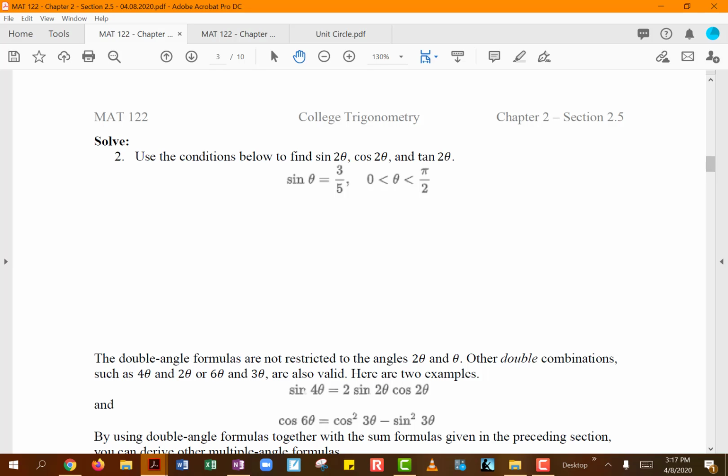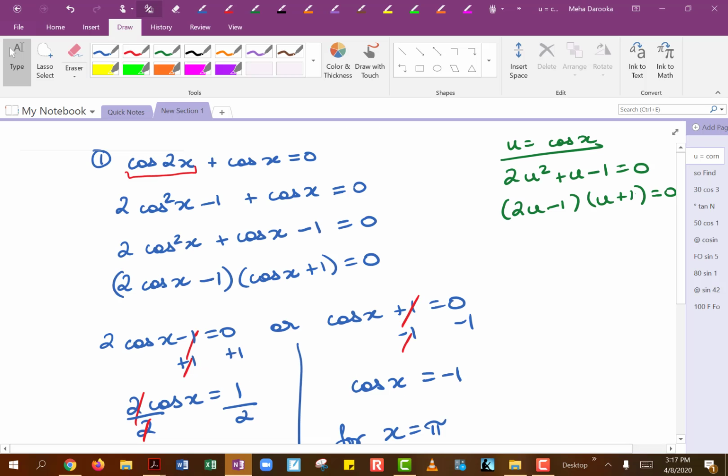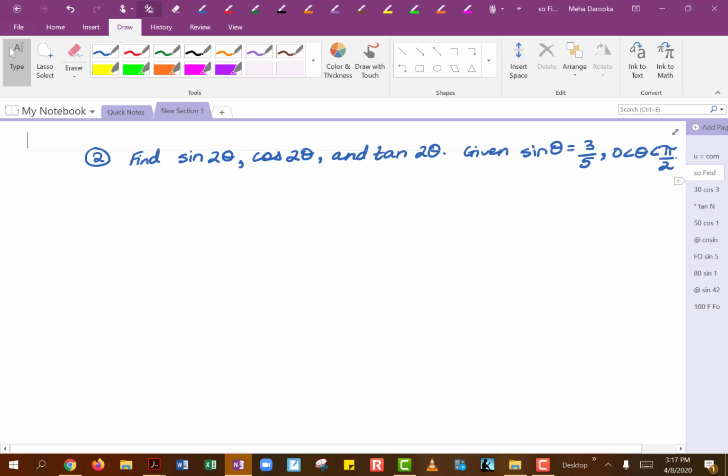We are given sine of theta equals 3/5, and this theta is going to be between 0 and pi halves, so that is of course a quadrant 1 angle, right? And we're finding sine of 2 theta, cosine of 2 theta, and tangent of 2 theta also. So let's see what our example would end up looking like.